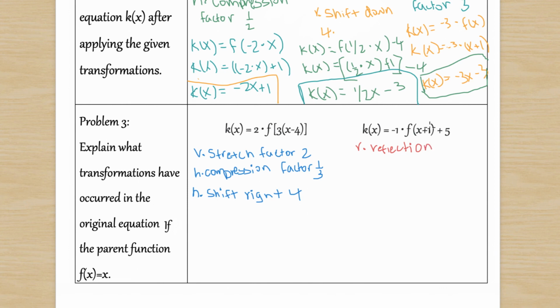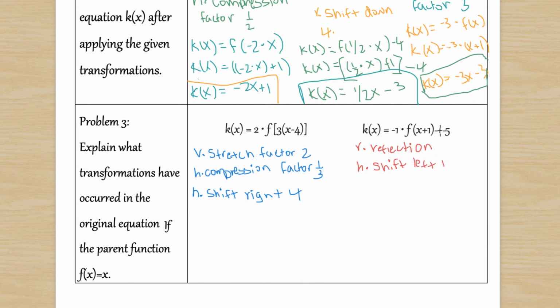The next one I see is the +1 inside of the parentheses. Since it's inside the parentheses, it's going to be horizontal. And since it's being added, it's a shift. And to get the direction, we flip the sign since it's being added. So since the sign is positive, we're going to make it negative. And the negative direction is left for horizontal shifts. So it's horizontally shifting left 1.